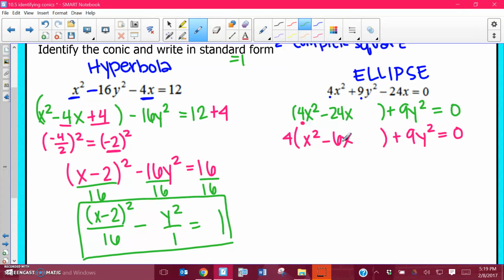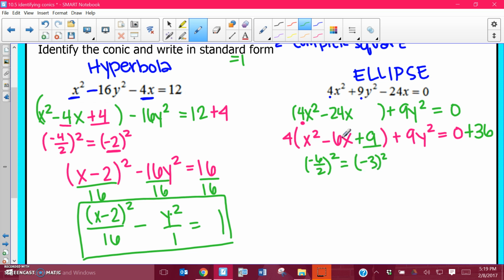So now I'm going to look here, and I'm going to do that same process I did before. -6 over 2 squared gets me -3 squared, which gets me 9. So I'm going to add 9 into my equation. Now be careful. I didn't just add 9 to my equation. I can't just put plus 9 on the other side. When I looked here, I actually took 9 times 4 and added it to the equation. So I actually added 36 to my equation. Be careful. If you take anything out, you're multiplying it.